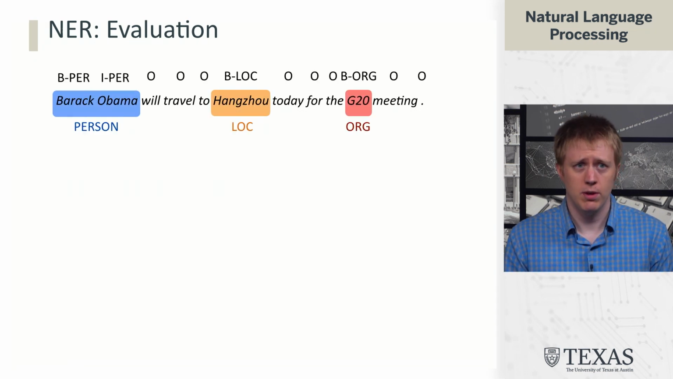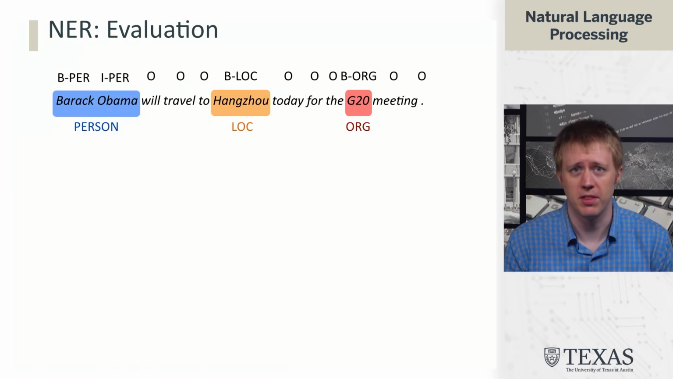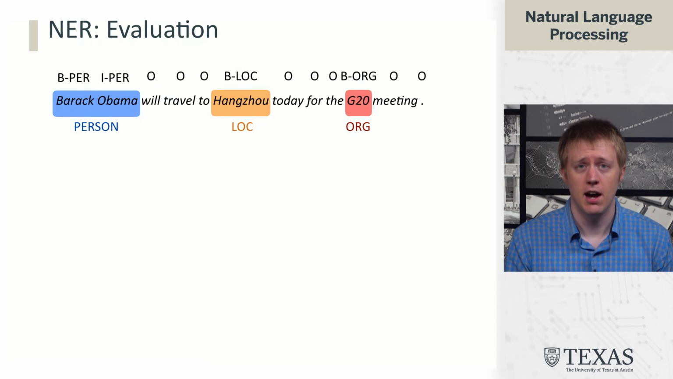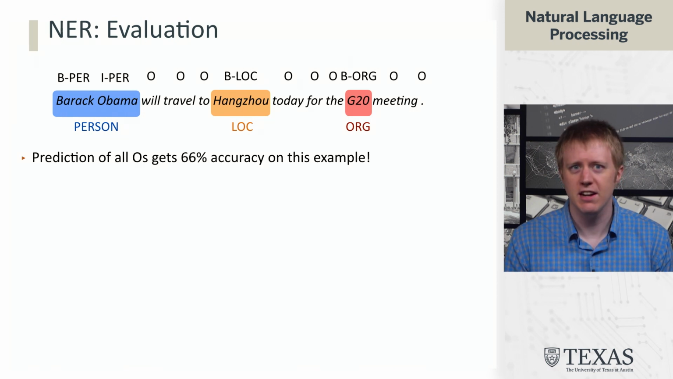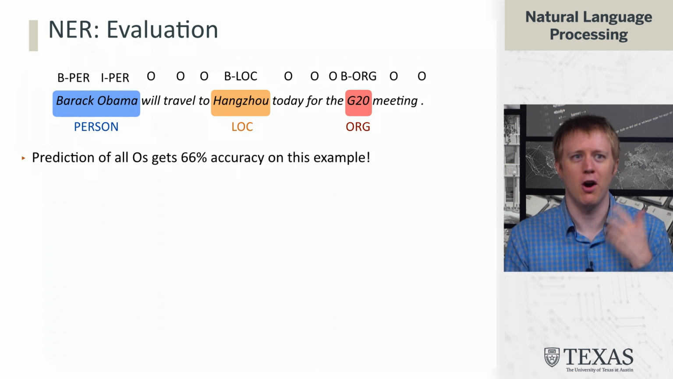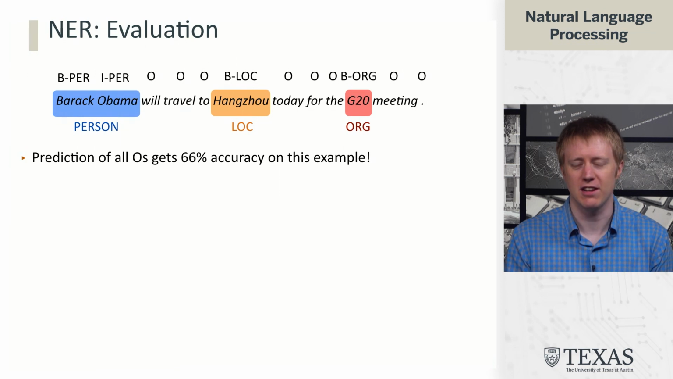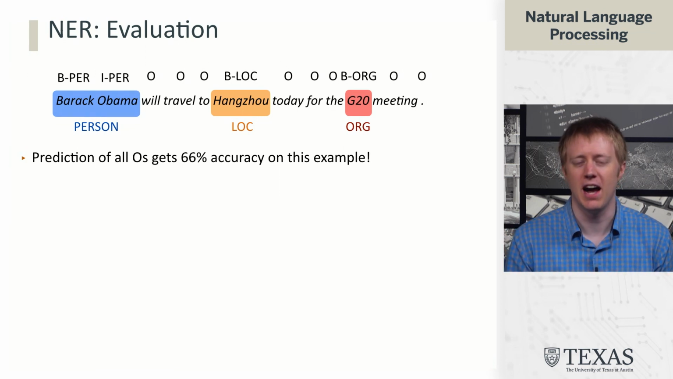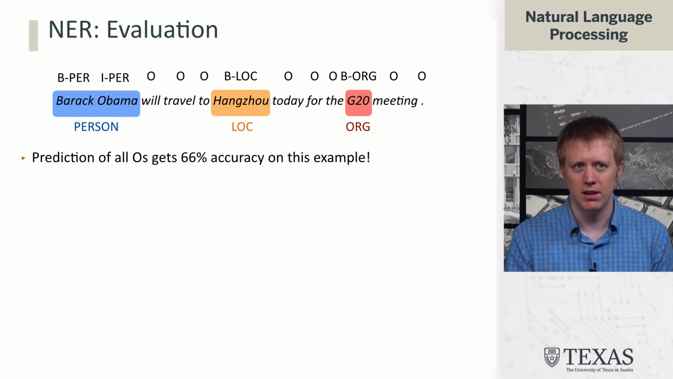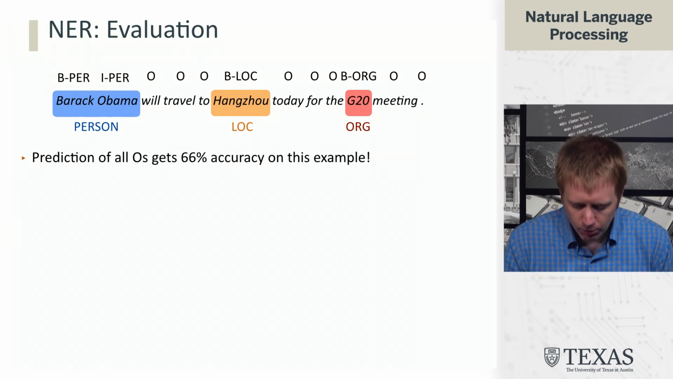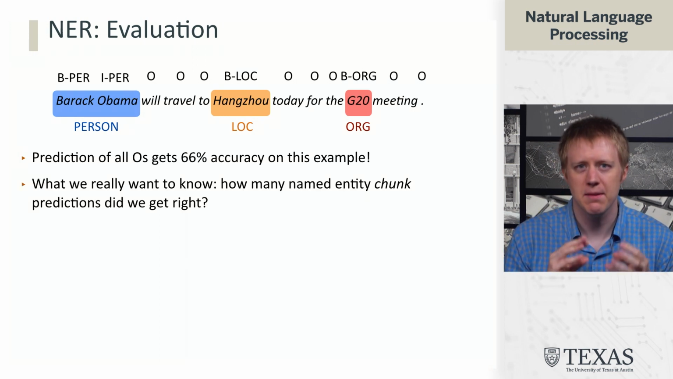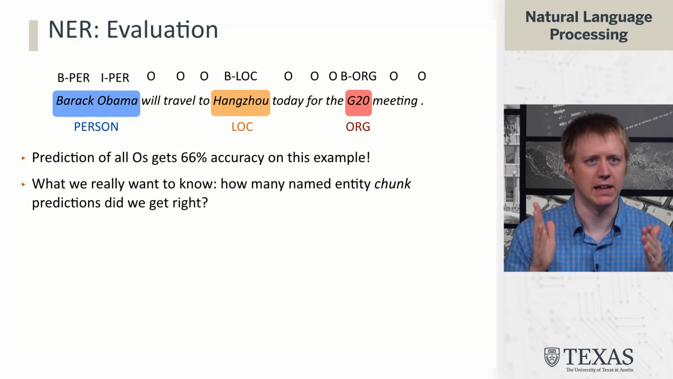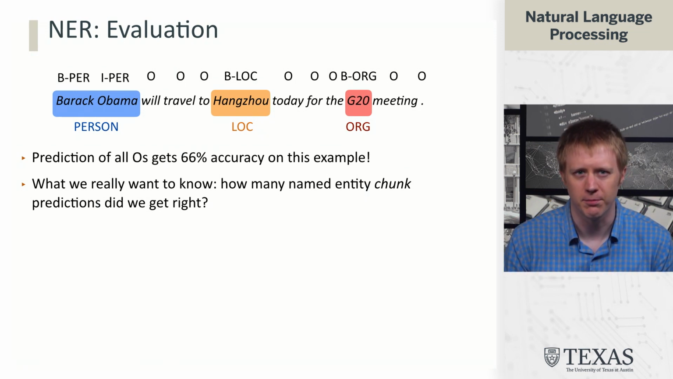We've never really had this question before. We've always just been thinking about straight-up accuracy, even for tasks like part-of-speech tagging. But NER is a little bit silly because if you just predict O everywhere, you get 66% accuracy on this example. And in general, depending on the data, you might get even higher, like 70 or 80% overall. So somehow accuracy doesn't actually reflect what we care about. What we care about is how many named entity chunk predictions we got right. Basically, did we find the named entities here?